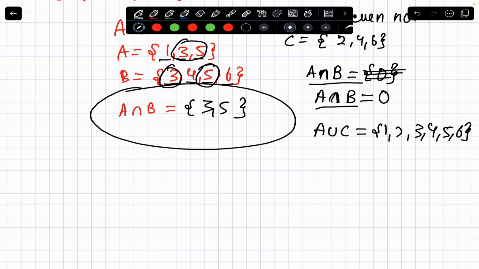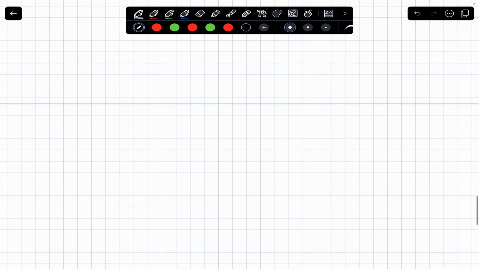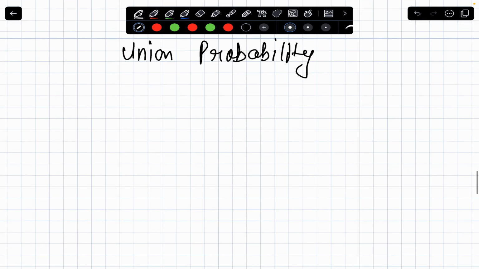The next thing which we have here is finding the probability of the union and the intersection. The union and the intersection of probability. So we have to find the probabilities for the union.